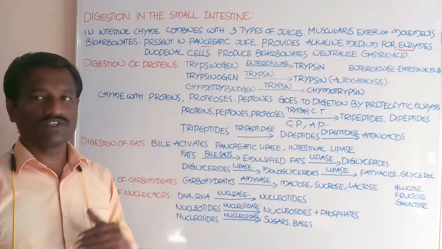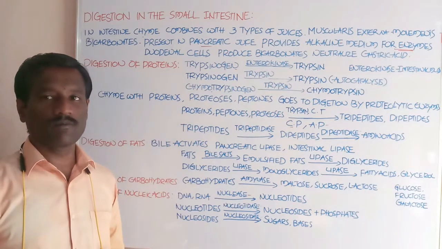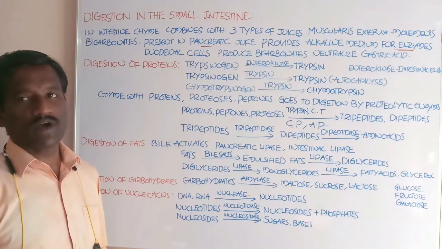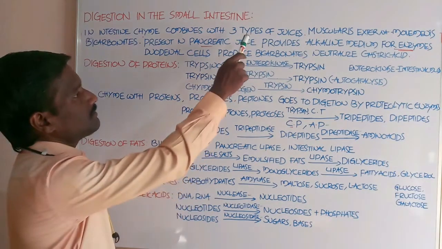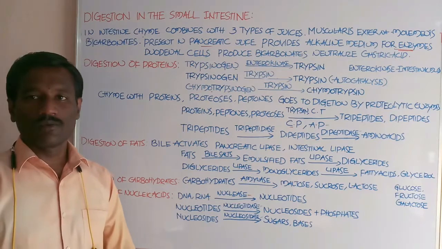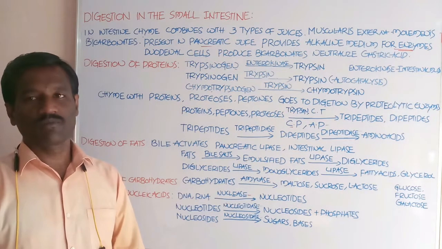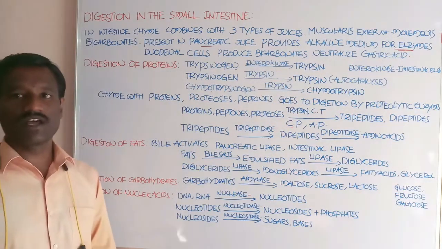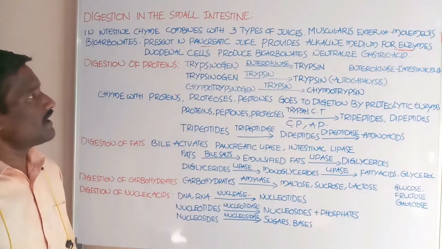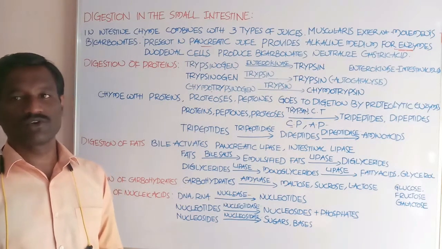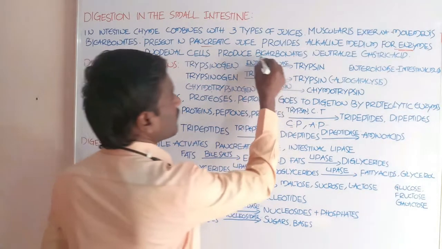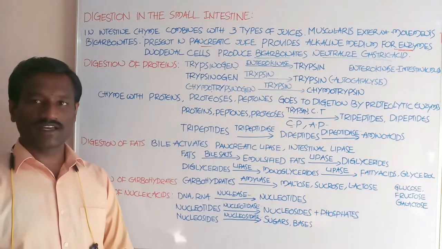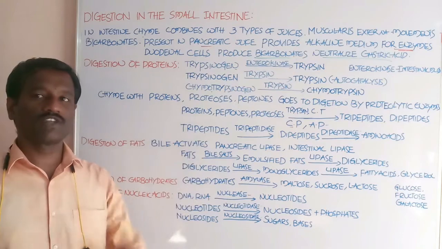The juices which are helpful for the digestion of the different particles consist of bicarbonates. What is the function of the bicarbonates? Bicarbonates present in the pancreatic juice provide the alkaline medium for the action of the enzymes. Duodenal cells also produce bicarbonates. These bicarbonates neutralize the gastric acid and decrease the activity of the gastric acid.